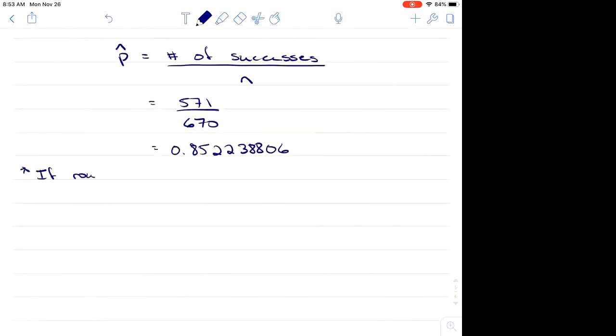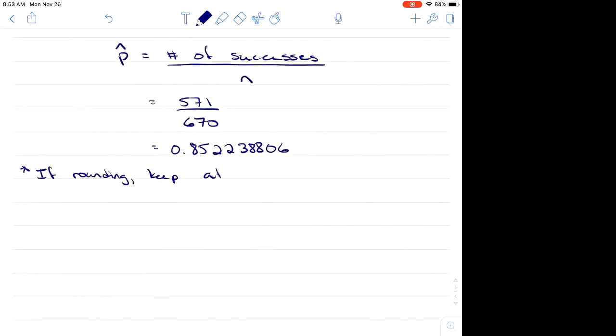So if rounding, keep at least 4 decimal places. But I'm going to store it in my calculator. And like I said, if you need help figuring out how to store stuff on your calculator, I'm happy to help because it is a handy function. So you're going to keep at least 4 decimal places if you absolutely must round.